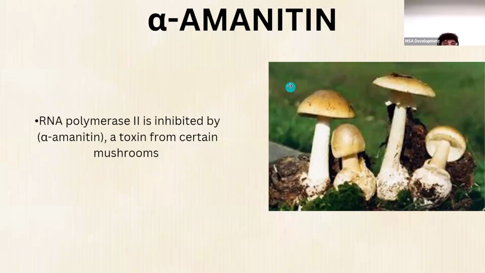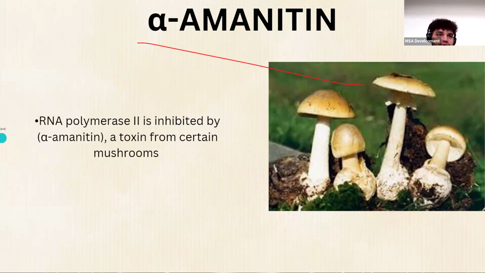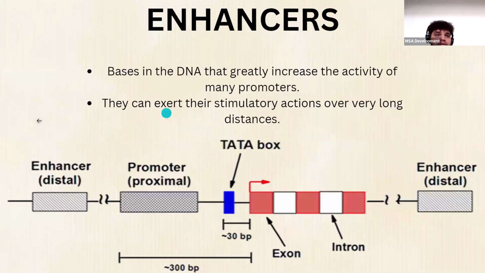Let's move on. Alpha amanitin. I have an entire slide on this, so it's really important to remember it. Alpha amanitin is an RNA polymerase 2 inhibitor. When you go into the desert, they tell you don't eat any mushroom, because some mushrooms have alpha amanitin, and it will inhibit the RNA polymerase 2 inside of your bodies. So it will probably lead to your death. Okay, that's all you need to know. Alpha amanitin is an RNA polymerase 2 inhibitor, and it comes from mushrooms.